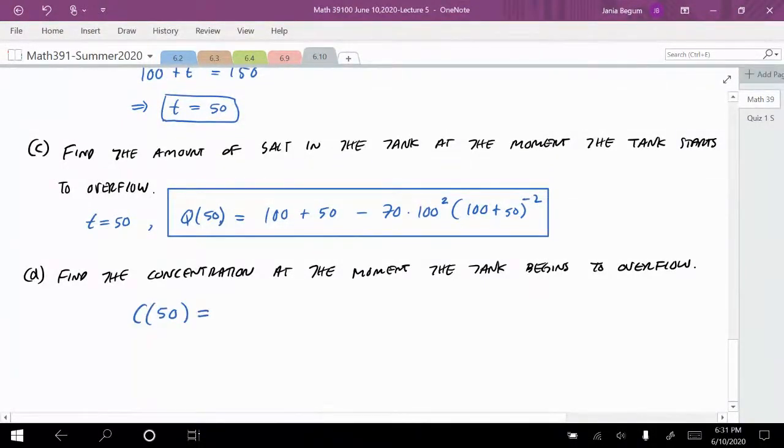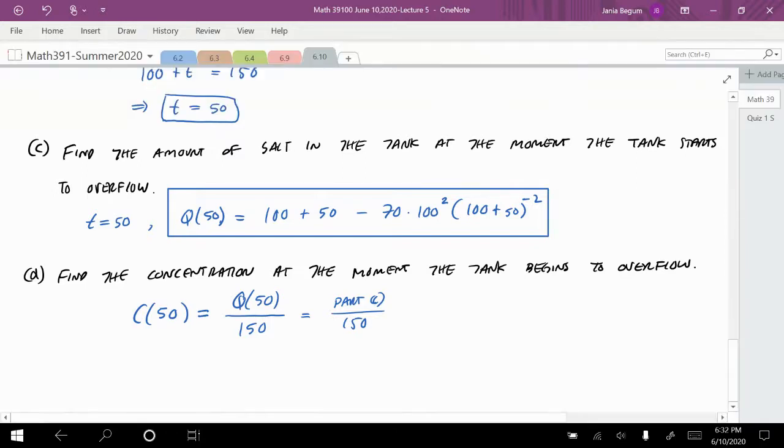But we know concentration is Q over V. So we want Q of 50 over the total volume, which is 150. And Q of 50, we found it in part C. So that's from part C, right, over 150. That will give us the concentration when it's going to overflow.